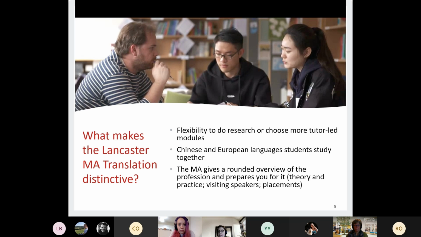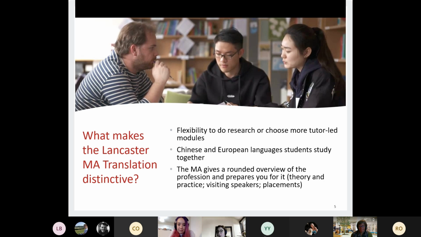Also, what is distinctive is that Chinese and European languages students study together. And I think Ariana will be able to testify to that, but it's really enriching for all the students. So our MA is really international.